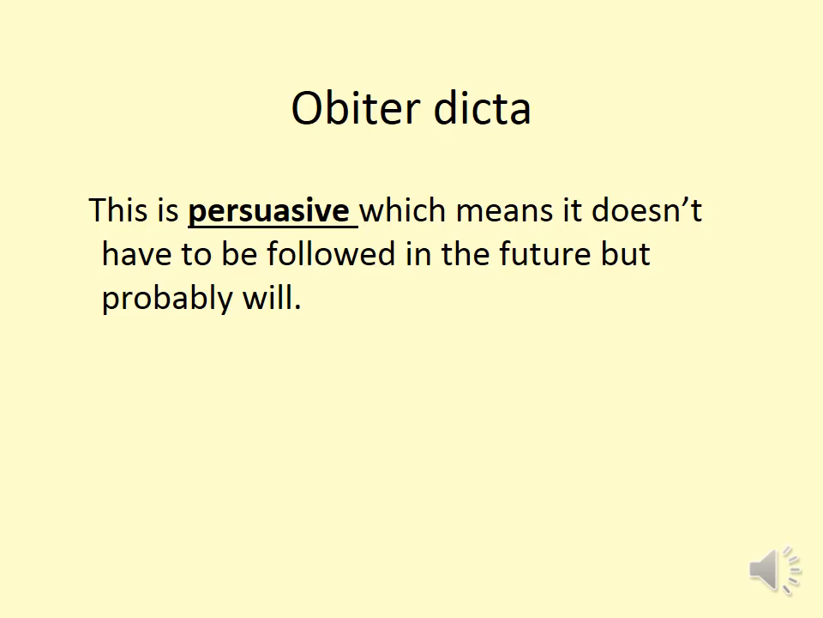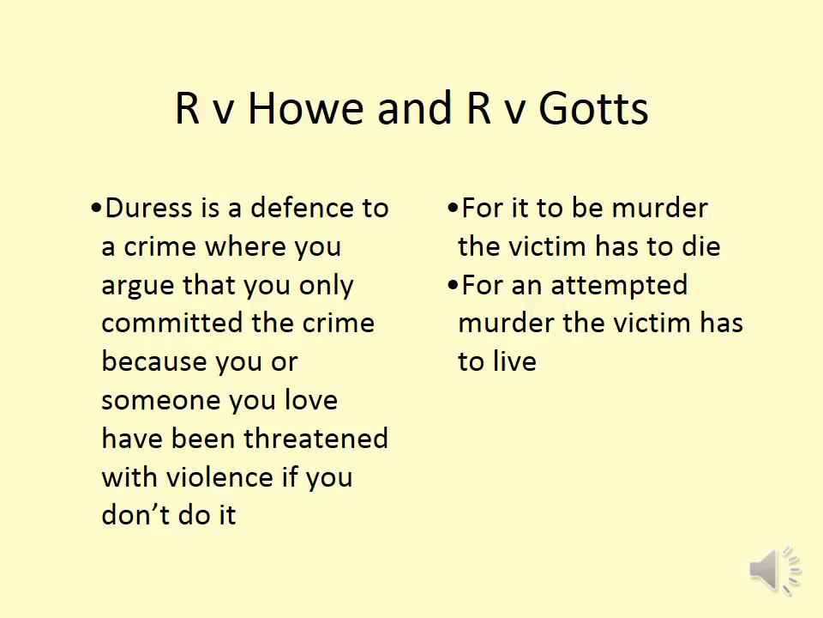So to illustrate ratio and obiter, we need to have a look at two case examples which relate to each other. In this case, the case of R and Howe and the case of R and Gotts. So to understand these cases, you need to know two pieces of information. First of all, we need to know what the defence of duress means. If you argue the defence of duress to a crime, what you're arguing is you didn't want to commit that crime, but you were forced to because you or someone you love was being threatened with violence if you didn't commit that crime.